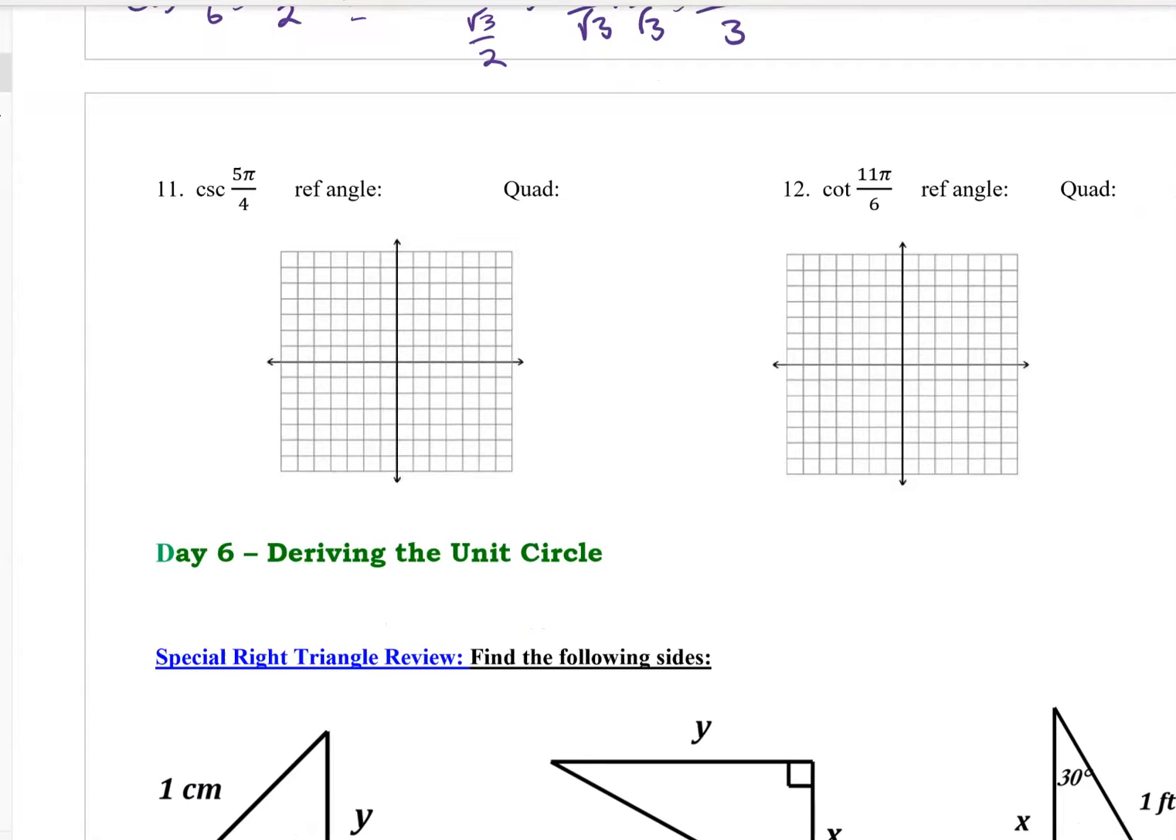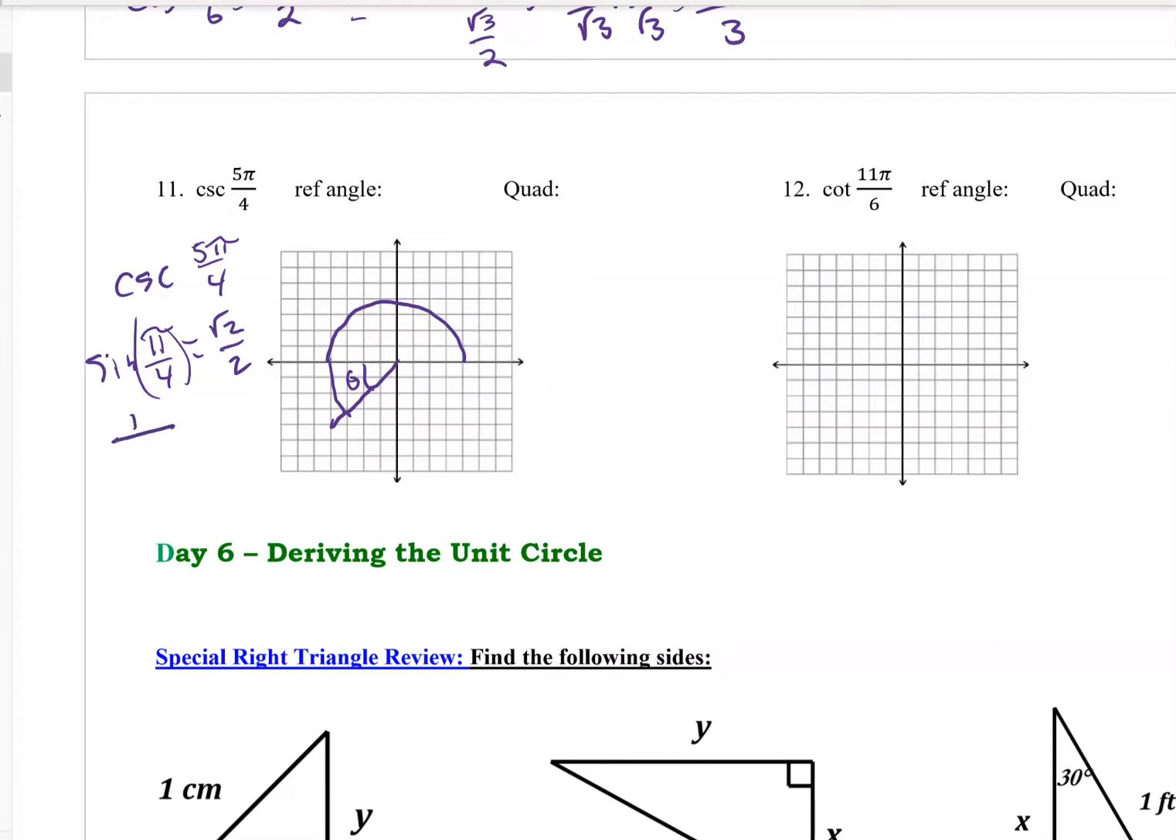And cosecant. Cosecant is 1 over sine. So cosecant, 5 pi over 4. We will go 1 entire pi. And then we're going to go pi over 4 more, so 45 more degrees. Our reference angle is 45 degrees, or pi over 4. And as I said, this is 1 over sine. So let's take a look at the sine of pi over 4 equals the square root of 2 over 2.